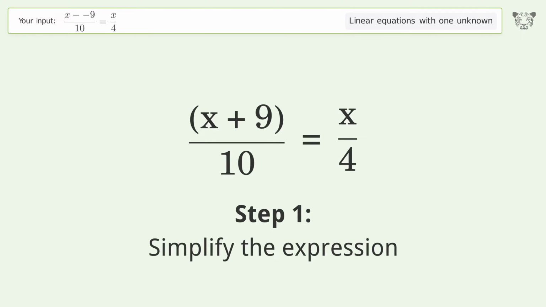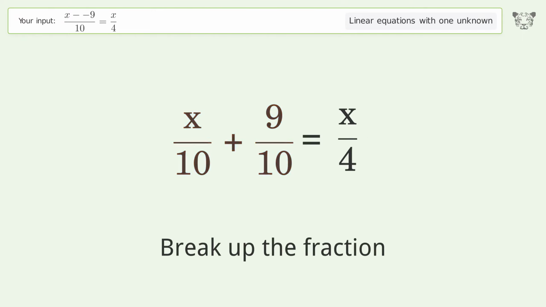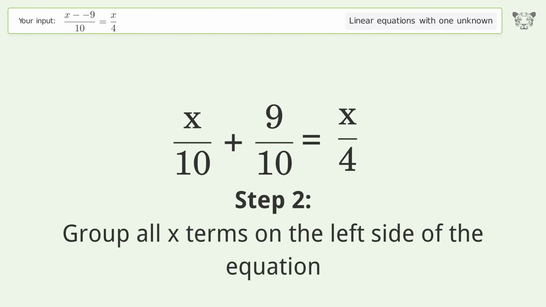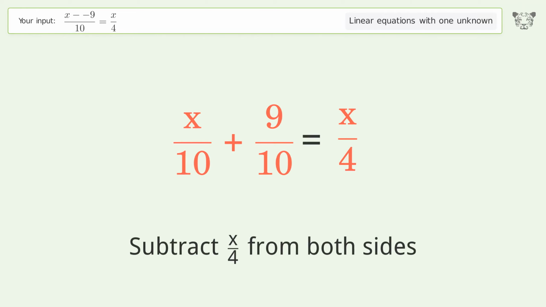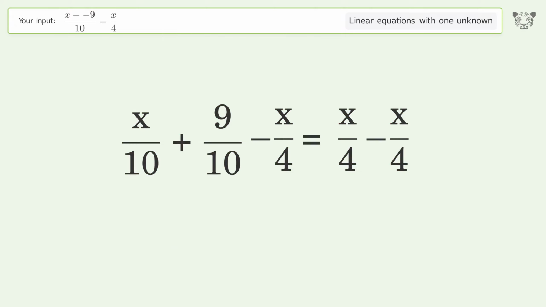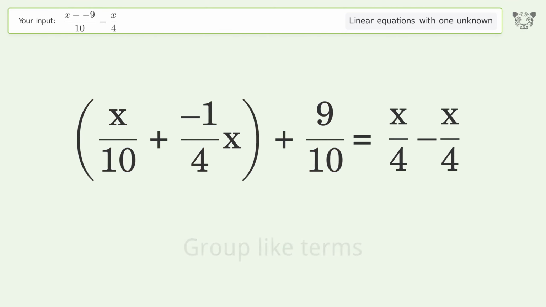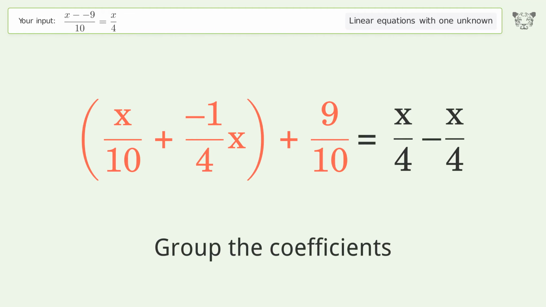Simplify the expression. Break up the fraction. Group all x terms on the left side of the equation. Subtract 10/4 from both sides. Group like terms. Group the coefficients.